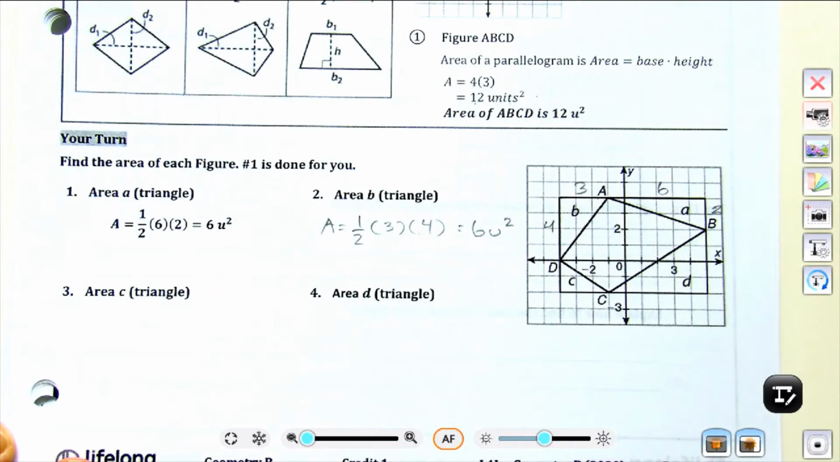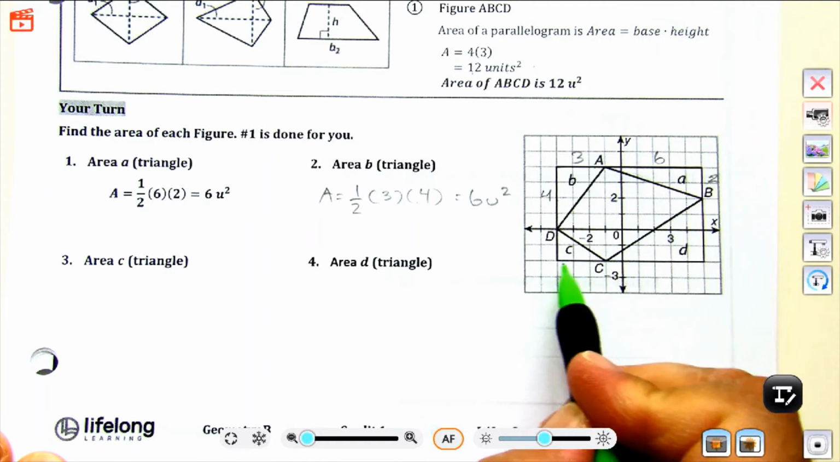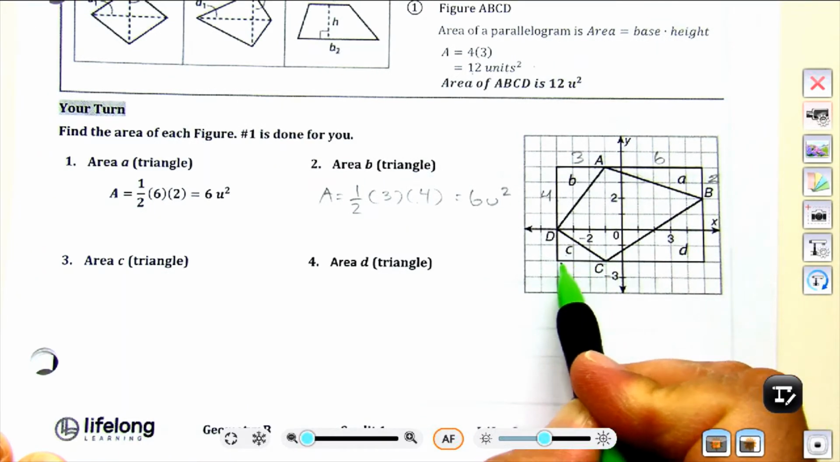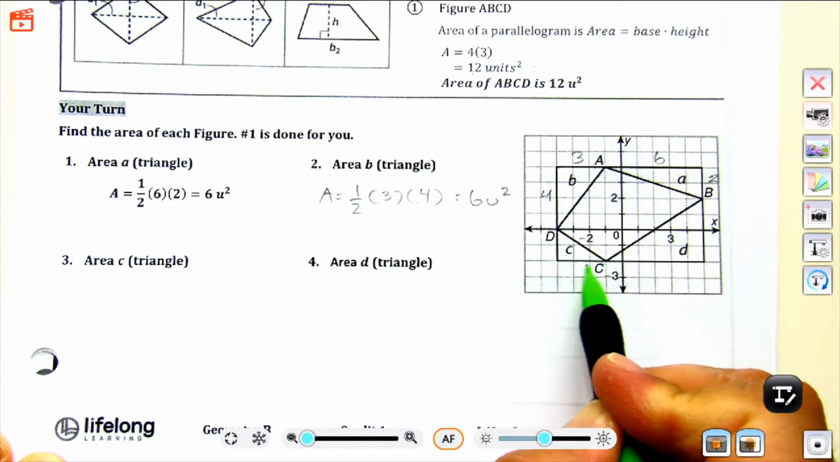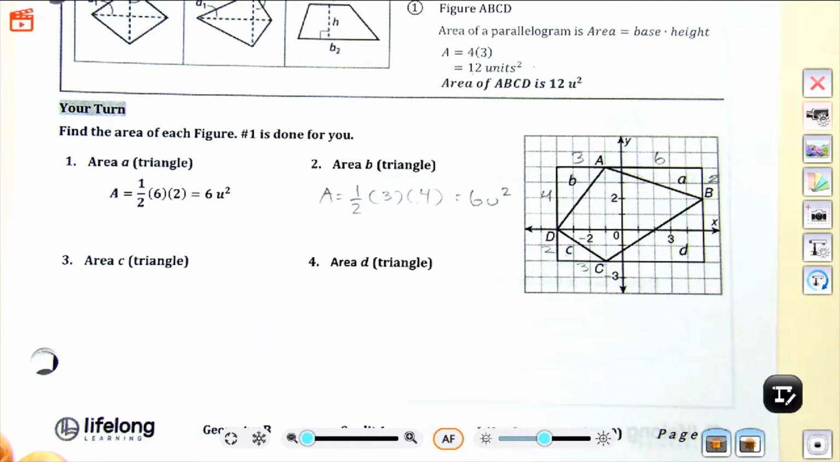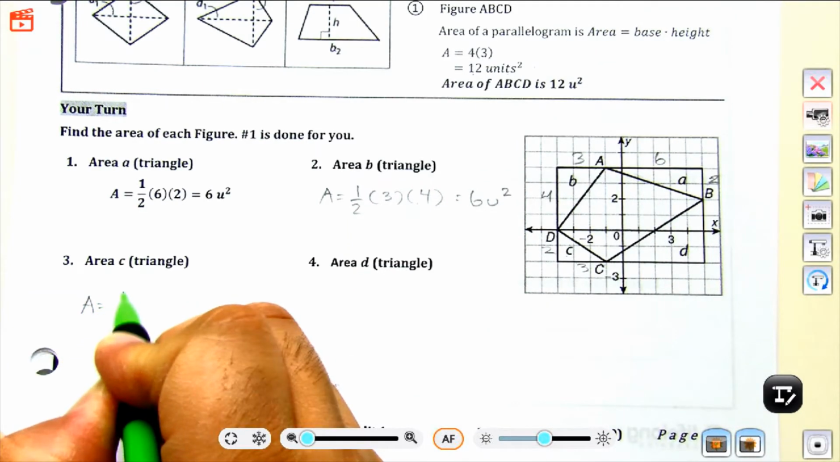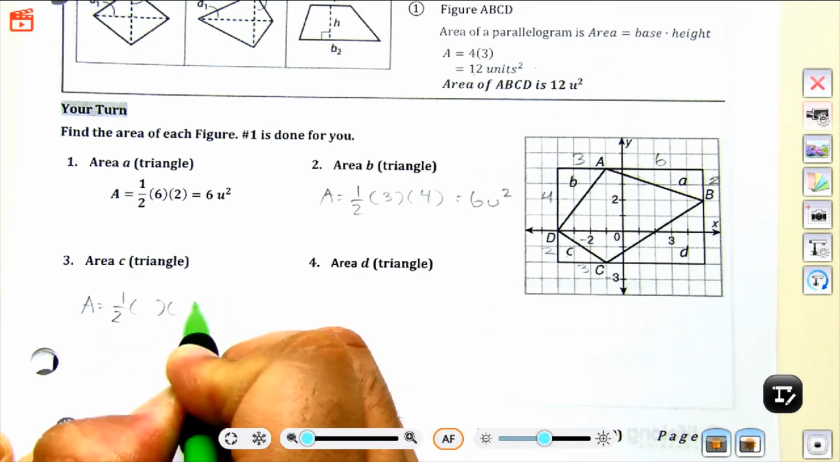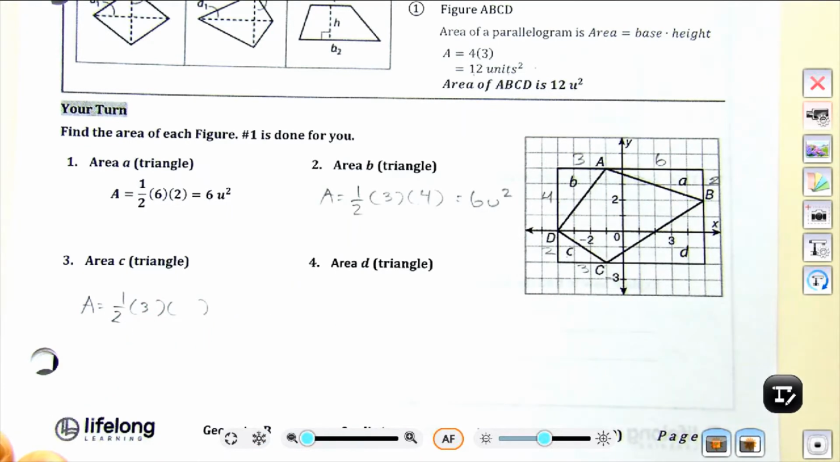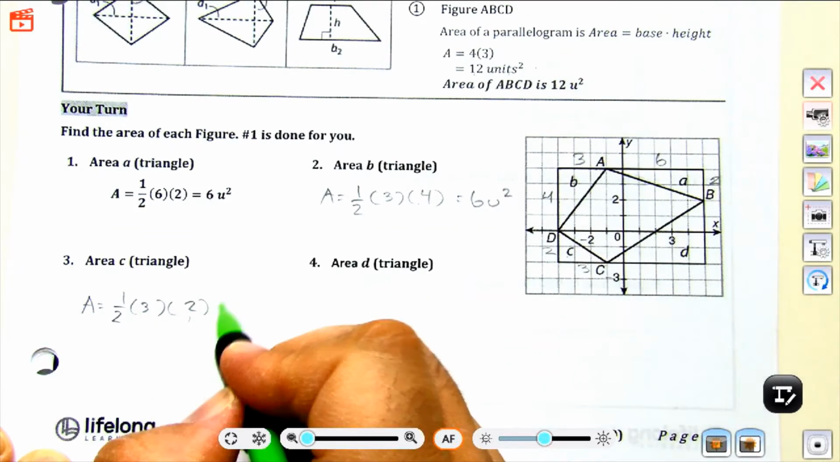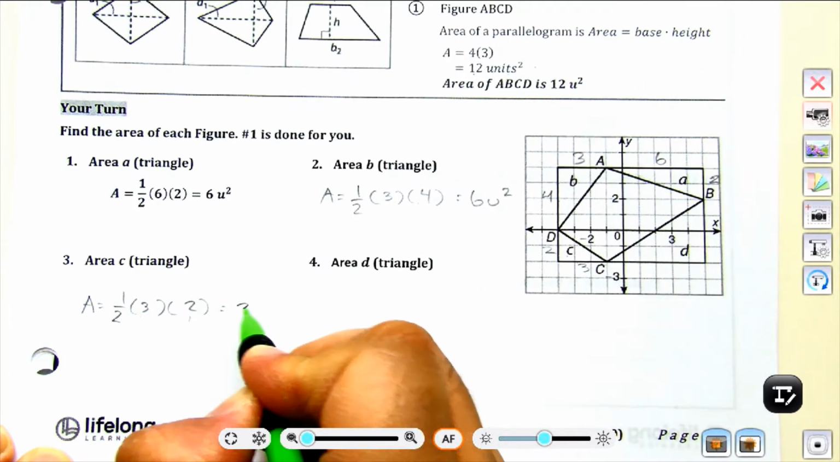For triangle C, let's call this the base. The base is 1, 2, 3, and the height is 2. So the area is equal to 1/2 of the base times the height. 3 times 2 is 6, and then half of 6 is 3. So this would be 3 units squared.